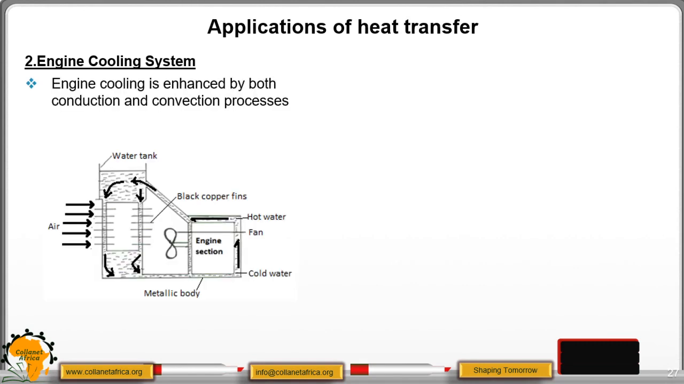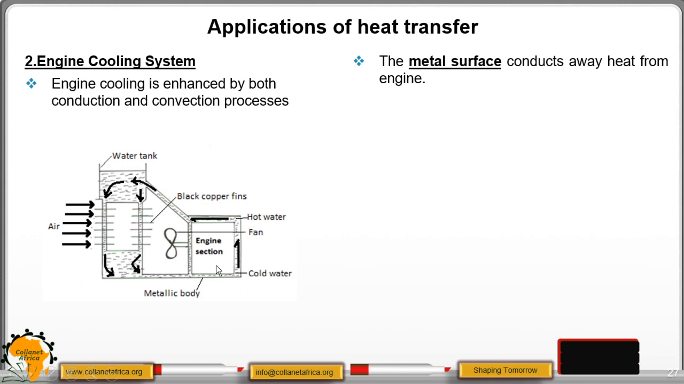As shown in this diagram, this one is enhanced by both conduction and convection. So we move to the places that we have the metal surface. We find that the metal surface conducts away heat from the engine. As you can see, the metallic body here. This is where we have the engine. So the metallic body conducts heat away from the engine. Remember, our purpose is to cool this engine.